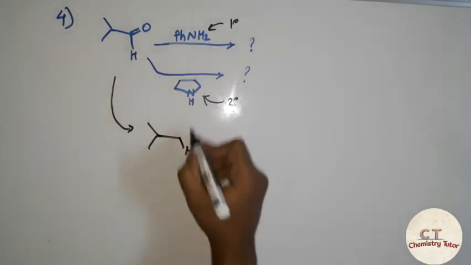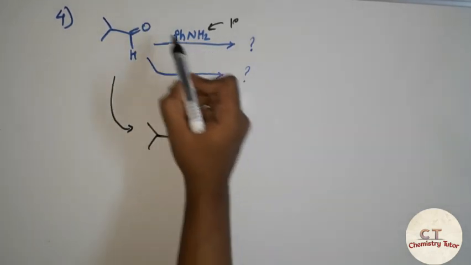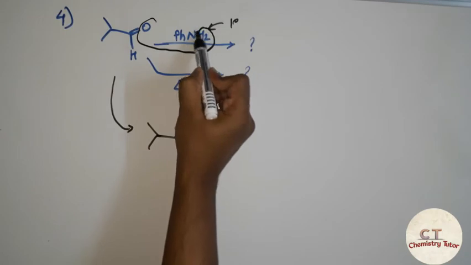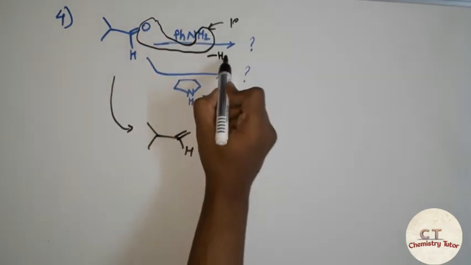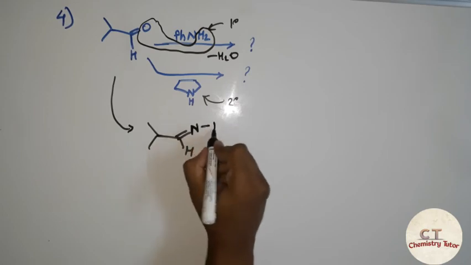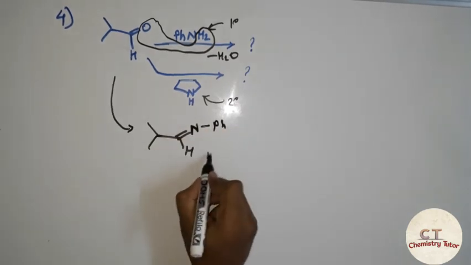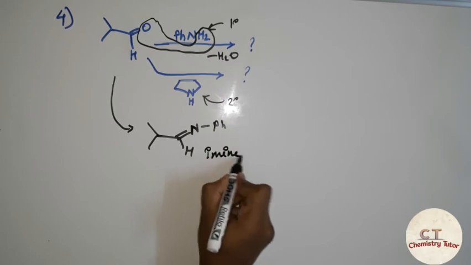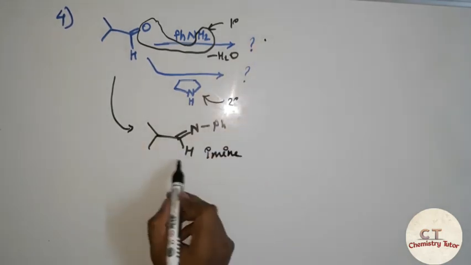Here it is an aldehyde, right? So just remove this oxygen atom and these 2 hydrogens, water is going to be removed. In a simple way you can make it like this, and a pH will be there, and it is going to give us an imine system. So the product of this reaction is imine.